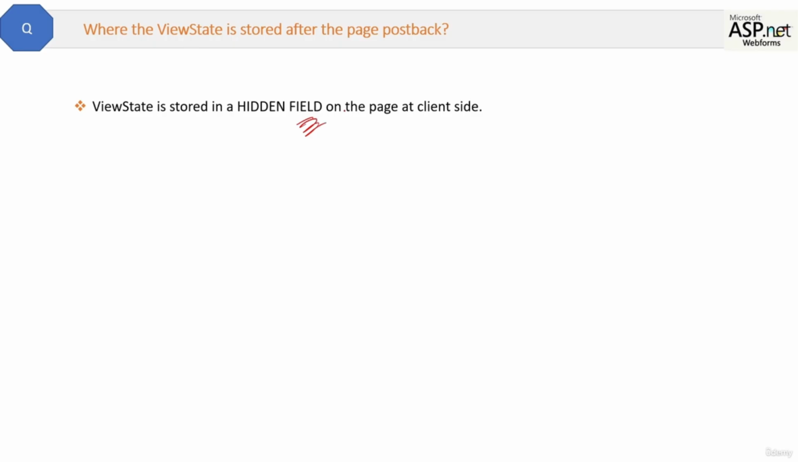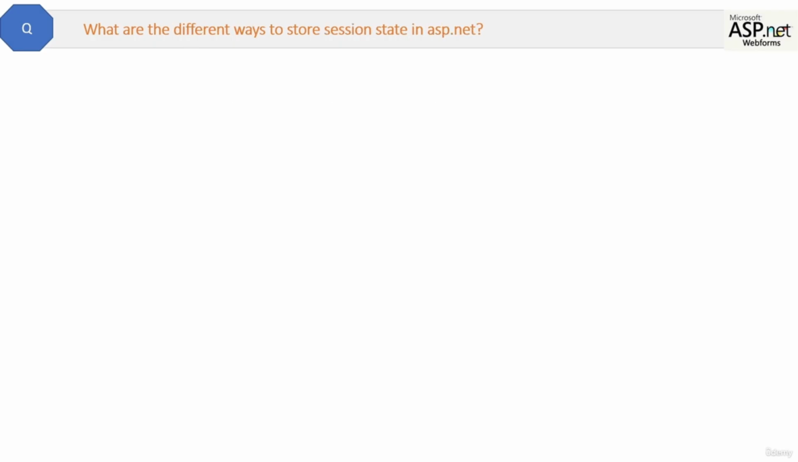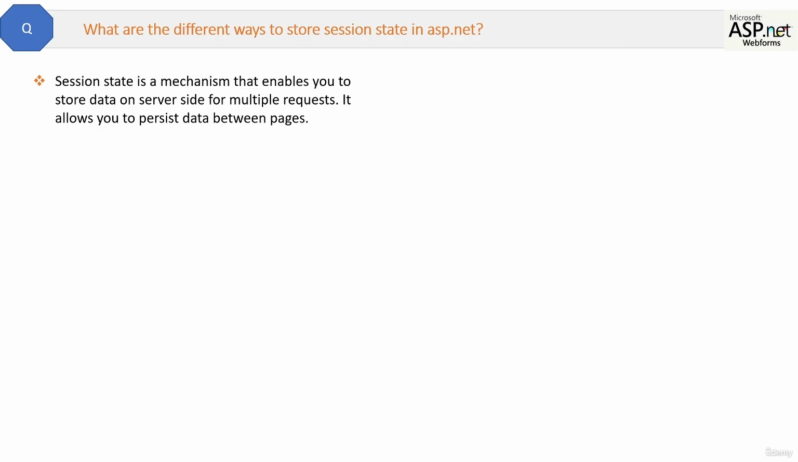What are the different ways to store session state in ASP.NET? First, what is session state? Session state, we already know, is a mechanism that enables you to store data on the server side for multiple requests. It allows you to persist data between different pages. That we already know.